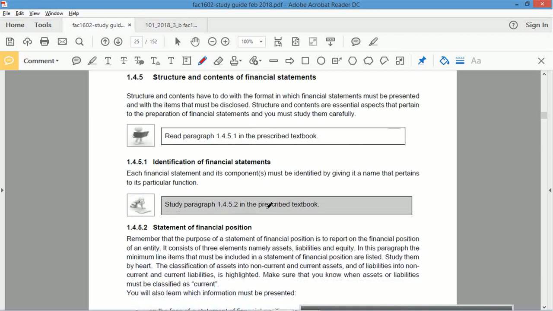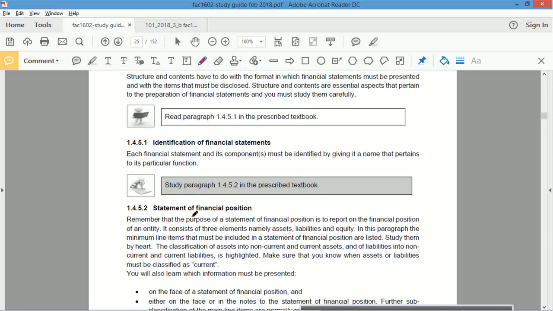The structure is the layout and the format. Identifying the statements, that you should be able to do. You mentioned the 4 different statements. That should be okay. They've described it here in their study guide. Statement of financial position.